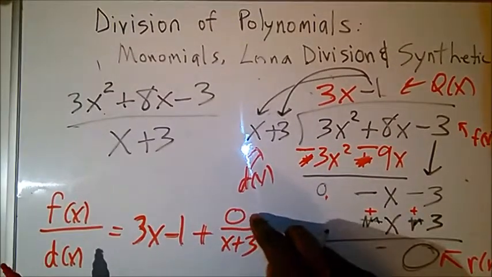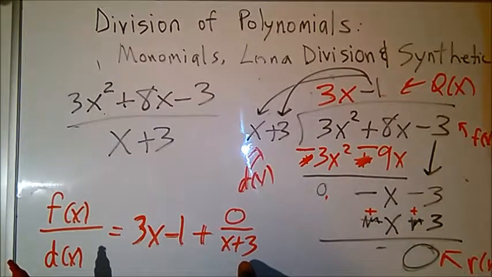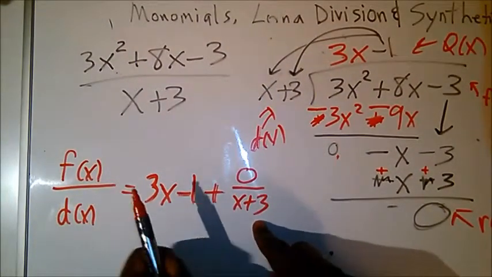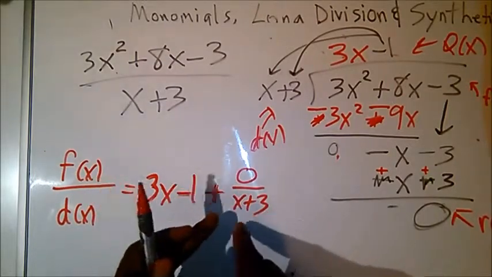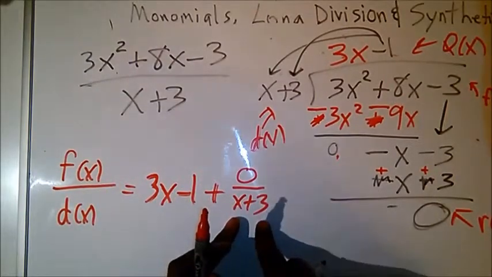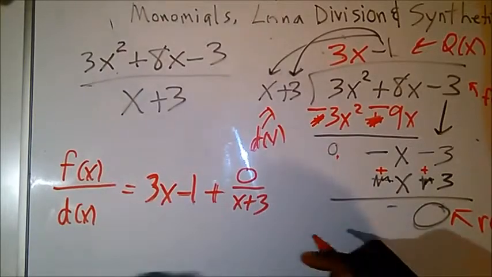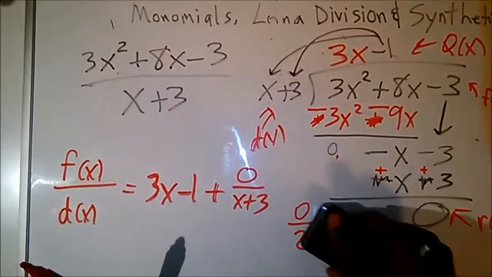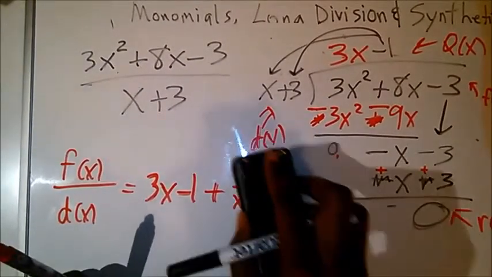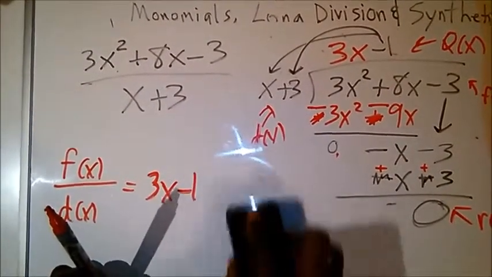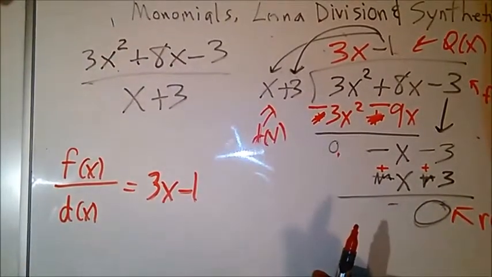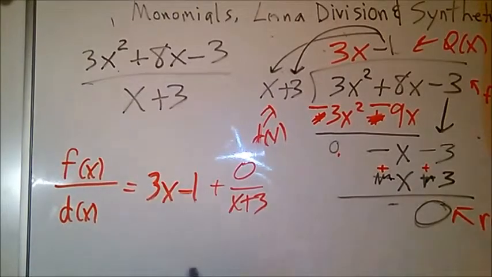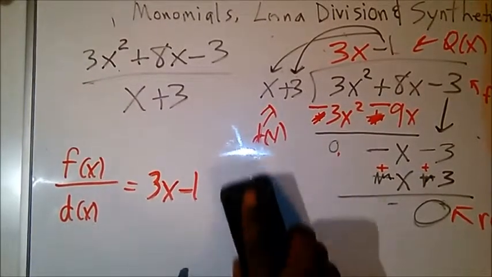Anything that has a 0 in the numerator and any number or expression in the denominator will be equal to 0. For example, 0 divided by 2 is equal to 0. So this is 0, it's nothing. So this will be our answer. You can express it this way or you can express it in this way. Up to you. But that will be our answer here.